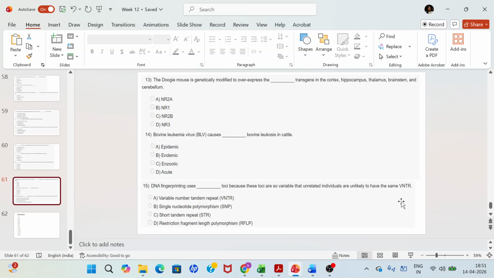So variable number of tandem repeats are never the same in two individuals. They are only similar to their parents.